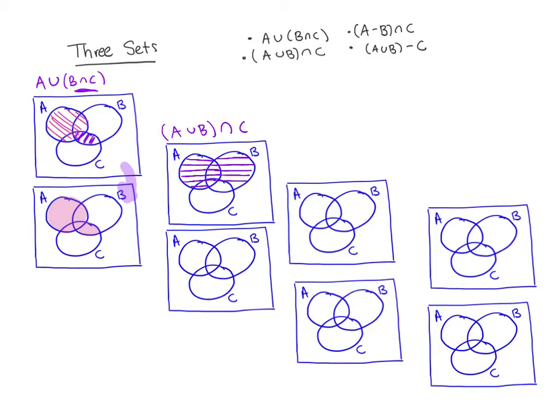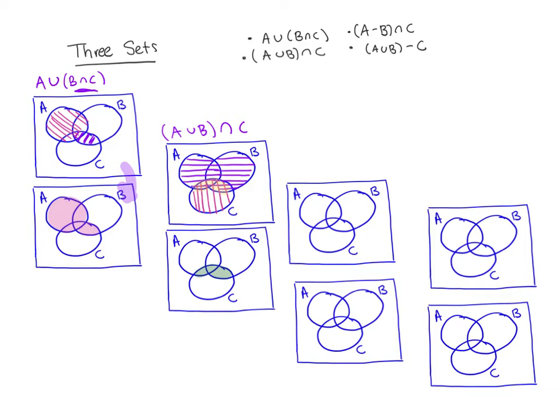And now I need to intersect that with C. What I can do is color in the stuff that's also in C as if I was doing a union. But then what I'm looking for is the stuff that's actually overlapped between the two. So I'm looking for the stuff that got colored in both purple and pink there. That's going to be the stuff in the middle, so I can color this section in. This is the stuff that's in A union B, but also in C.